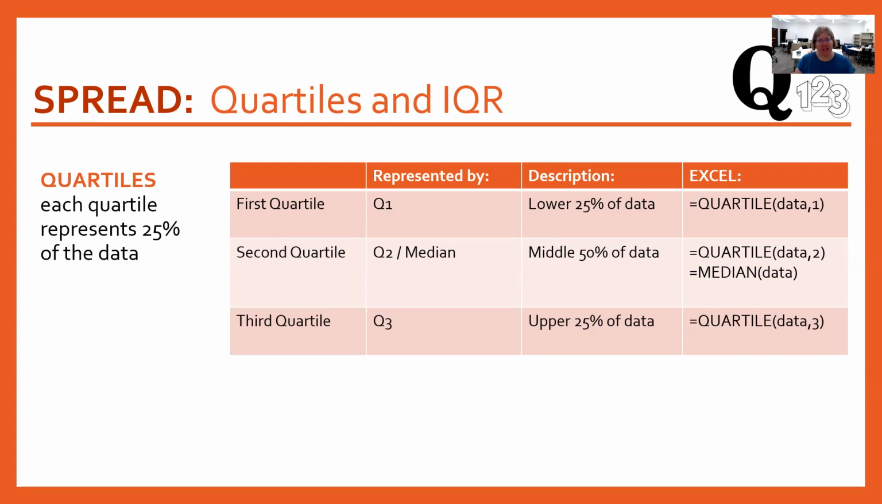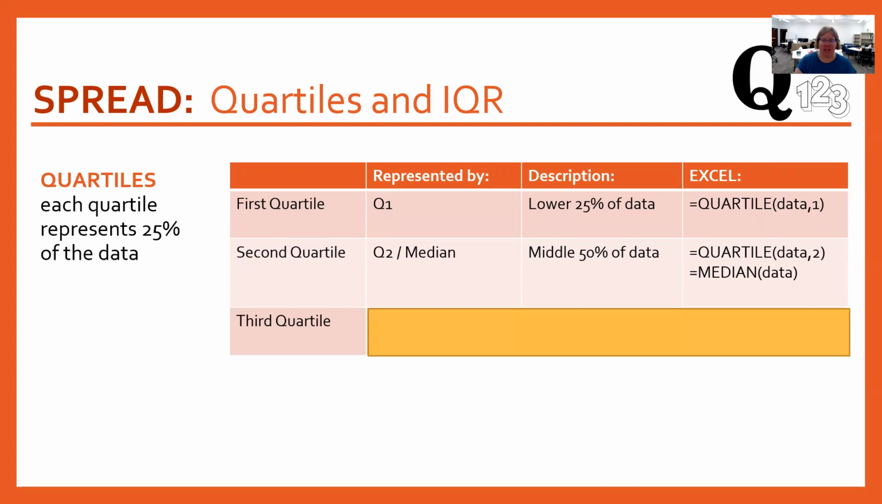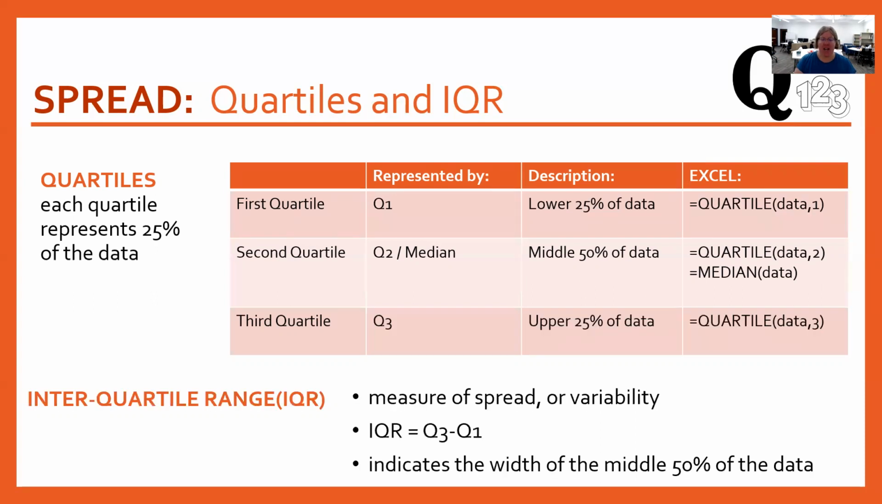How do we use that to get the IQR? What exactly is the IQR? So that IQR is a measure of spread, and it indicates the width of the middle 50% of your data. So it's going to go from Q1 to Q3, and that formula is actually the reverse of that. So you'll take Q3, the bigger number, and you'll subtract Q1, and that will give you your interquartile range.